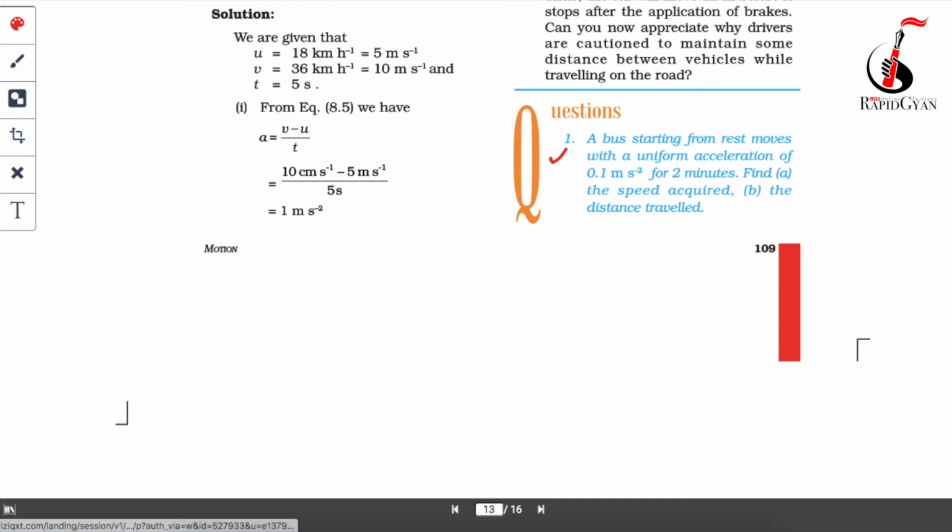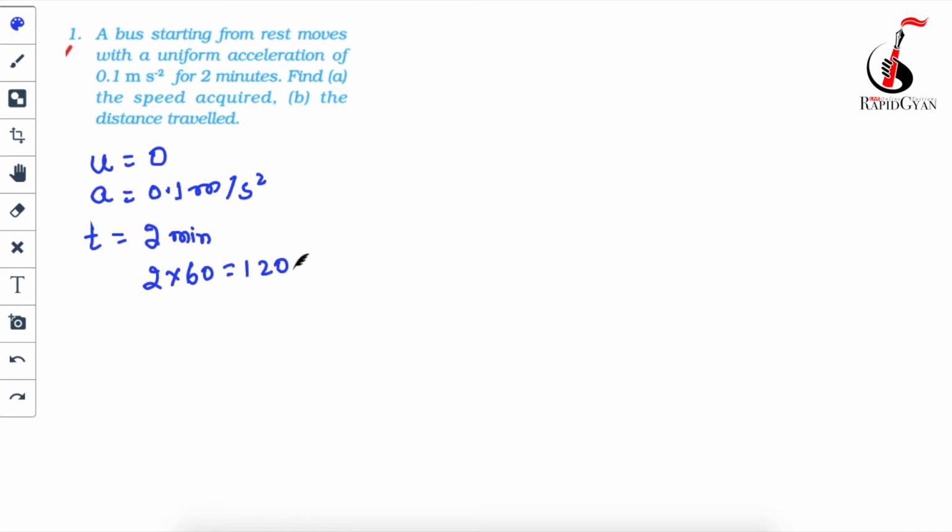So here is your question. I've always told you to read the question very carefully and write down all the observations. What's the first observation? They're saying that the bus is starting from rest. So the initial velocity, u, is equal to 0. Acceleration is already given, which is 0.1 meter per second square. And time is given as 2 minutes. So let's convert this minute into seconds, which is 2 times 60, that is 120 seconds.